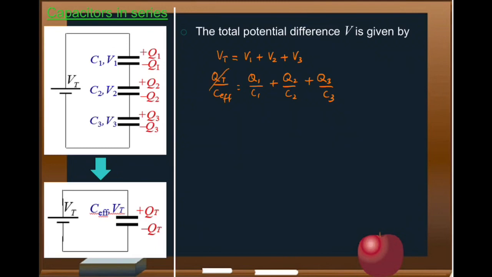So we can actually cancel out Qt, Q1, Q2 and Q3 because they are all equal to each other. And then we will finally get an equation which is 1 over Cf is equal to 1 over C1 plus 1 over C2 plus 1 over C3.